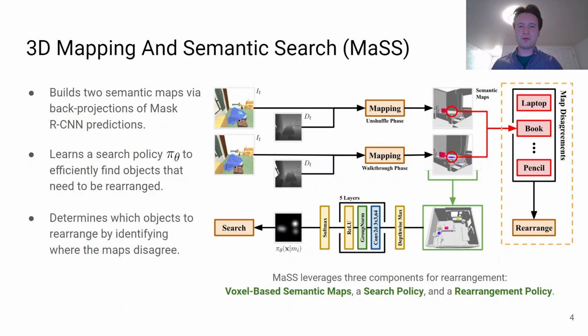Once accurate maps are built, MaSS determines which objects to rearrange by identifying disagreements in the maps and iteratively rearranging those objects until no disagreements remain. And together, these components let MaSS efficiently solve two-phase rearrangement problems, which we discuss next.